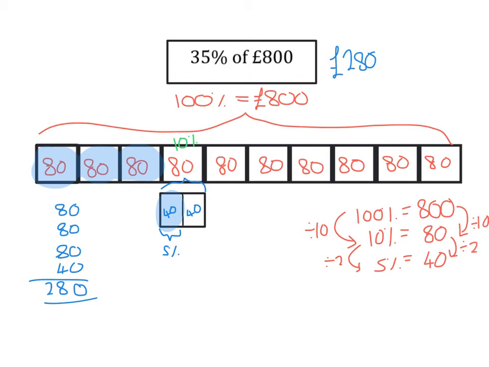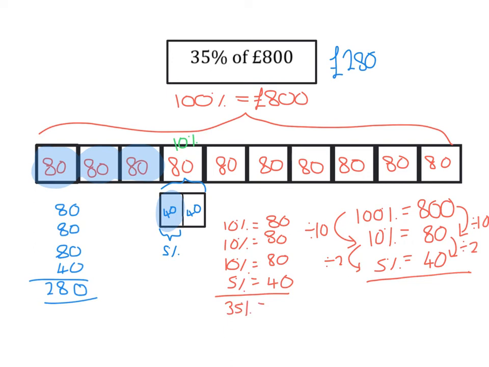So let's just show you what I would have done if I wasn't doing it using a bar model. Doesn't really matter what you're doing. So if I go back to here, I know that I need three 10% because that's going to give me 30, and I need a 5% because that's going to give me 35. I've already worked them out. 10% was 80. 5% was 40, and I end up with the same answer. So my answer is £280.